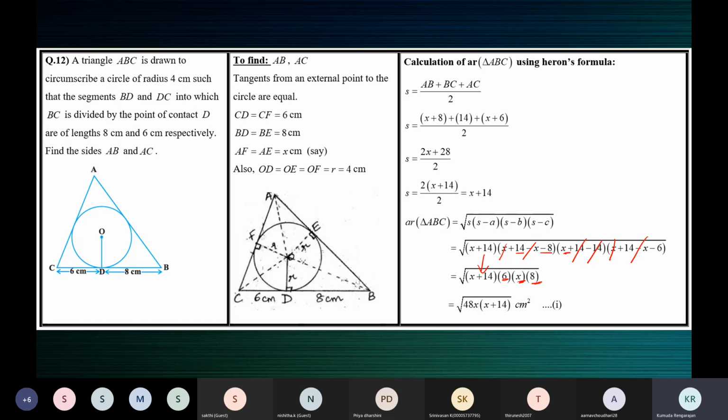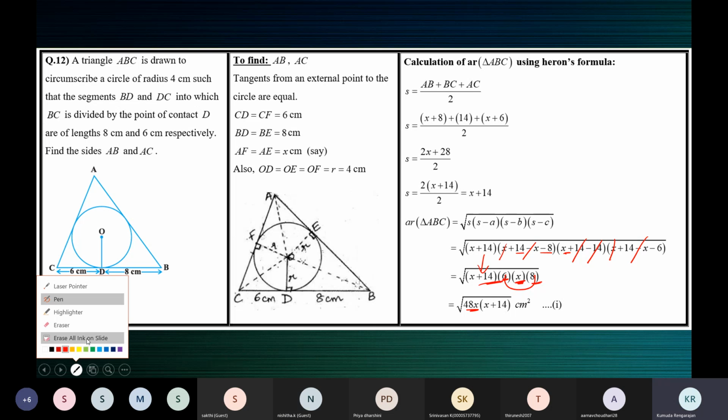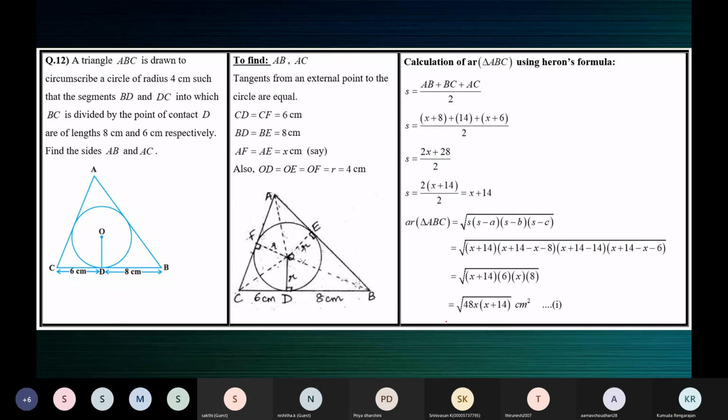Now there's nothing but 6 8s are 48. 48 into X, you can see the X here. You can see X plus 14 here. So 48X. You can even write it as, what is 48 actually? 16 threes are 48. You can also write it like this. I'll write it here, children.